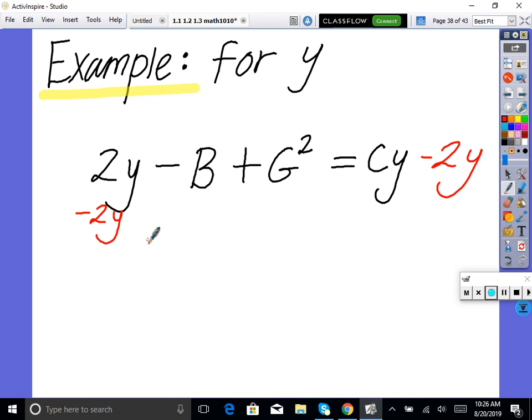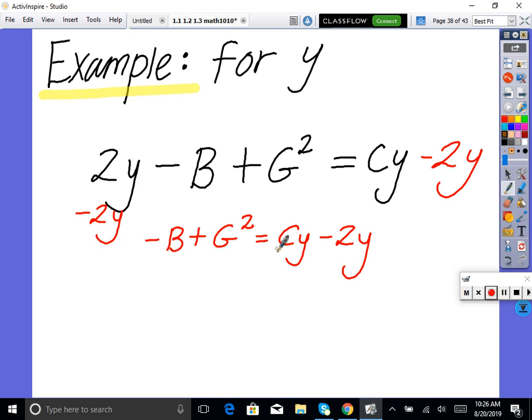So now I have this true statement: negative b plus g squared equals cy minus 2y. Does everybody understand? Now the goal is to get everything with a y on one side of the equation and anything that doesn't have a y on the other side, which we've done.